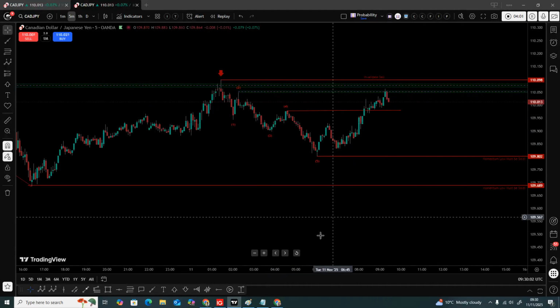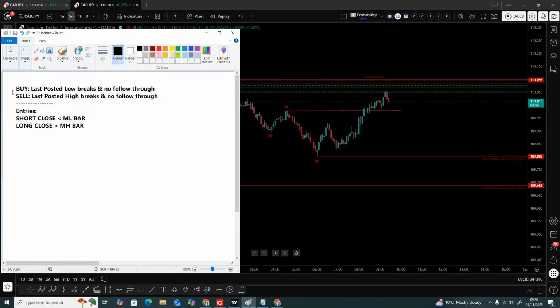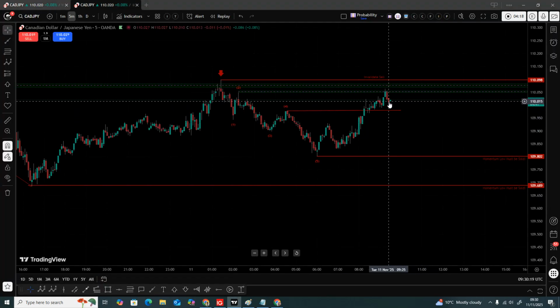So we are looking for what? Simple strategy. We are looking for a last posted high. We have it. Breaks and no follow through. There's no follow through. Entry short. A close below the momentum low bar. What is a momentum low bar? This second candle here is a momentum low bar.